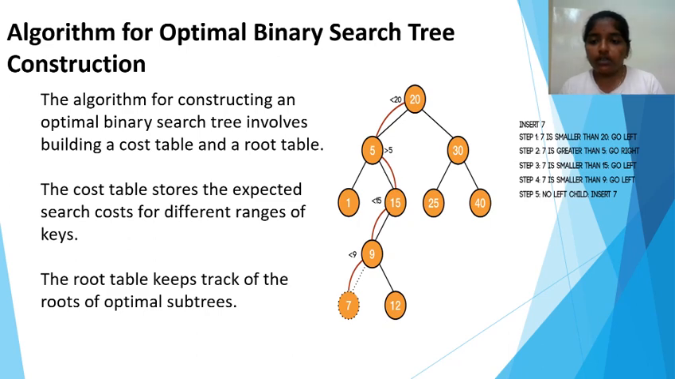Now insert 7. Step 1: 7 is smaller than 20, so go left. Second, 7 is greater than 5, so go right. Then 7 is smaller than 15, go left. 7 is smaller than 9, go left. No left child, insert 7. So this is the algorithm for how to construct a binary search tree.